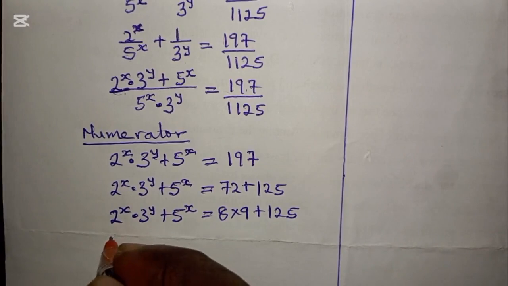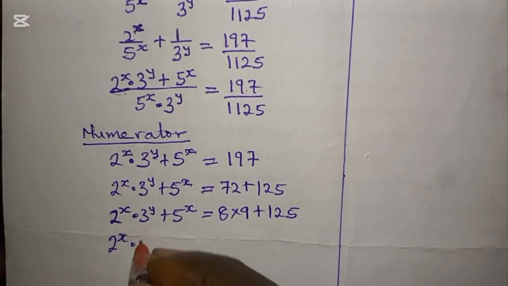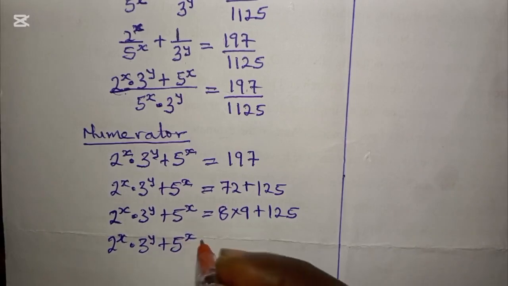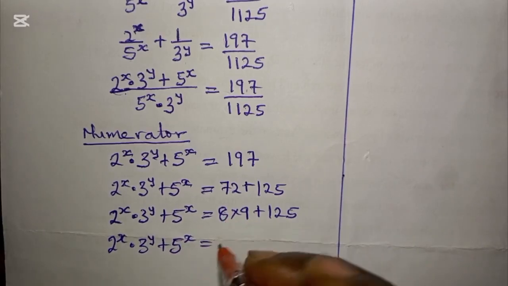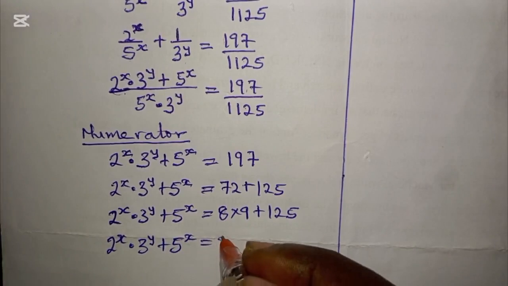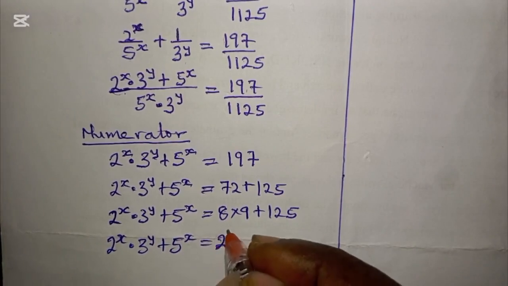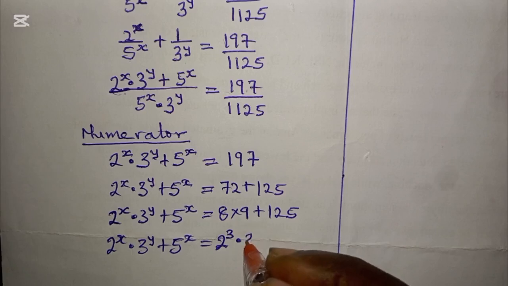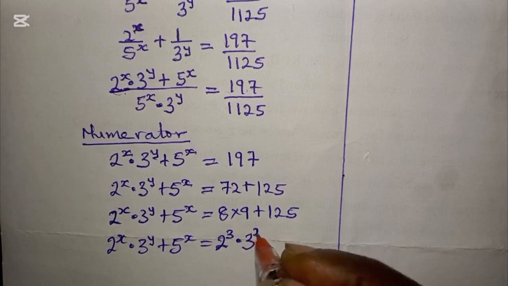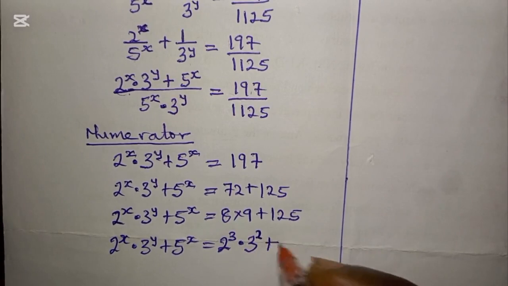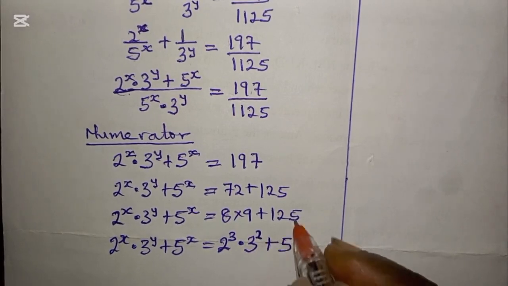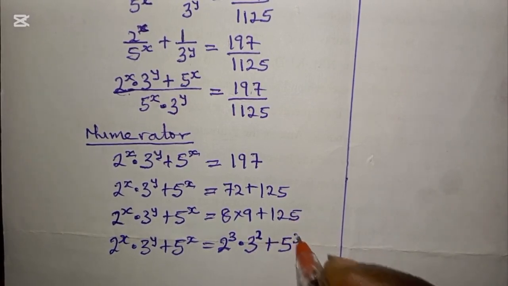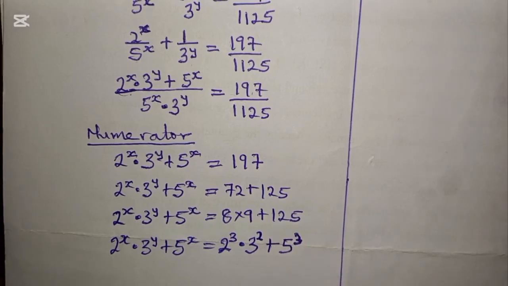So we have 2 raised to the power of x times 3 raised to the power of y plus 5 raised to the power of x equals, this can be written in base 2 as 2 raised to the power of 3, times in base 3, that's 3 raised to the power of 2, which gives us 9, then plus 5 raised to the power of 3.